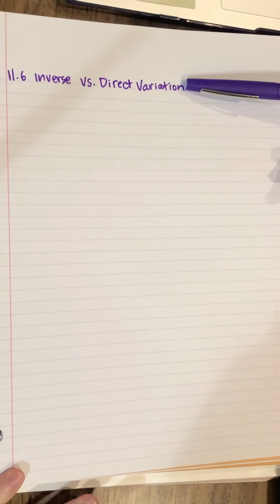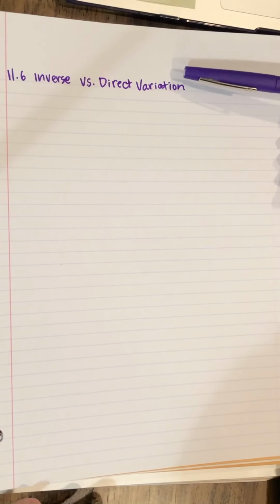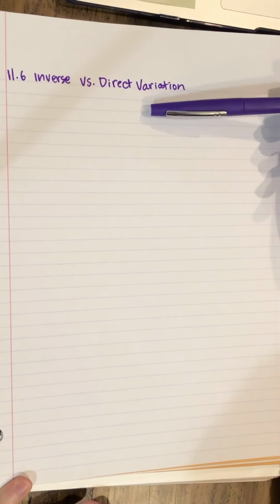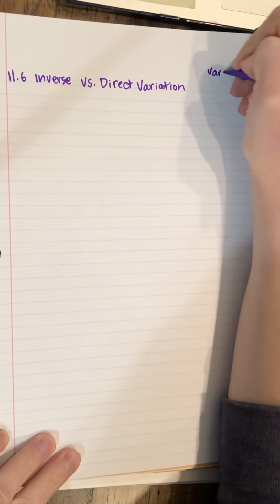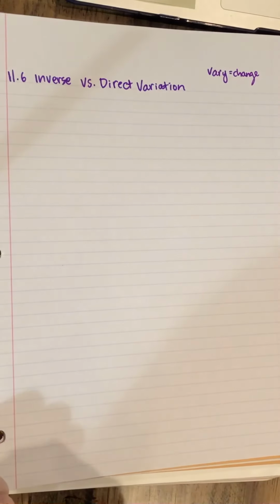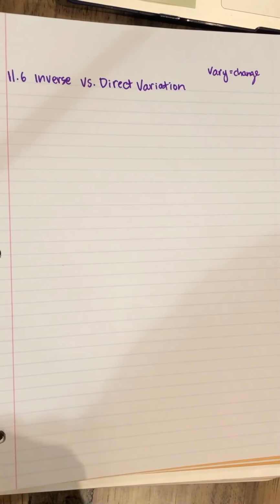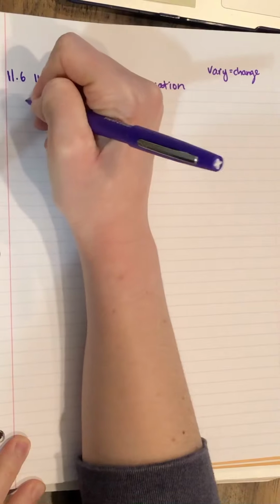So variation, the root word there is vary. So it's talking about the two different ways that something can vary or change. That's what vary means, change. Essentially what it's talking about is the two different ways that y can change depending on what x is. So the first one we're going to talk about, the much simpler one, is direct.